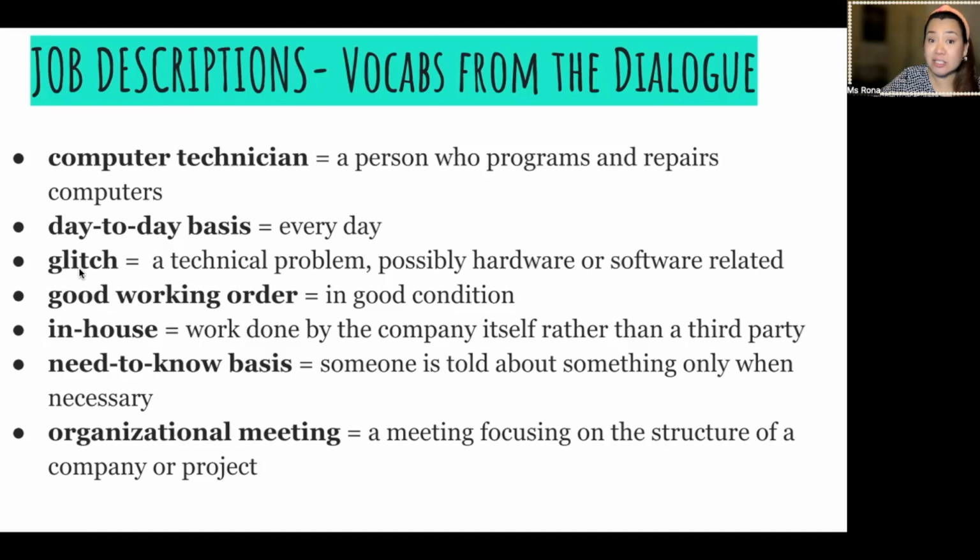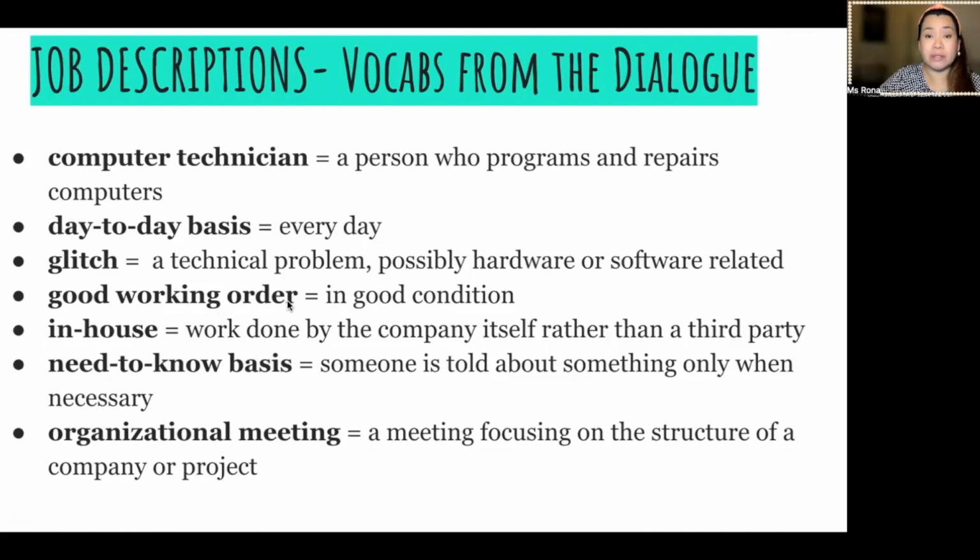Glitch. A technical problem, possibly hardware or software related. When you say there is a glitch, there is something wrong with either the software or the hardware or the hard drive of your device, of your computer, of your tablet, of your phone, or of the office systems, cash register, processor, or something. So glitch.